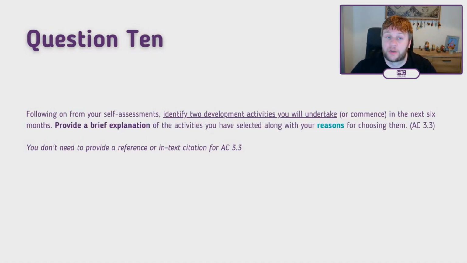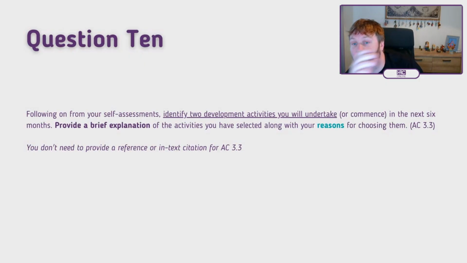relation to people practice. The next bit follows on from your self-assessment: identify two development areas you will undertake or start within the next 6 months. Provide a brief explanation of these activities you have selected, along with your reasons, cheeky S, plural, multiple reasons why you're choosing them. You don't need to provide a reference or a citation.